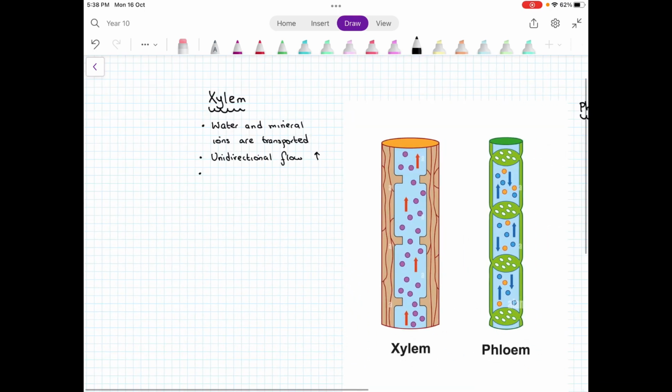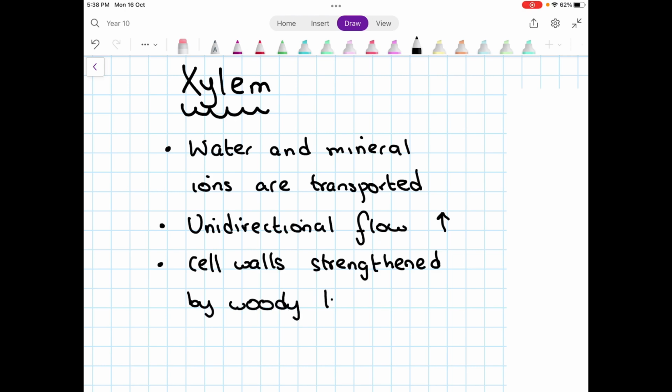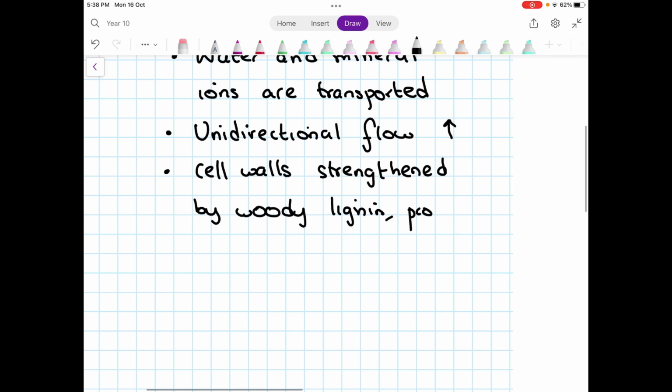Now, the cell walls of cells in the xylem are strengthened by a substance called lignin, and this is very woody. It provides the cells with a lot of structure and support. Cell wall strengthened by lignin. Providing structure and support.